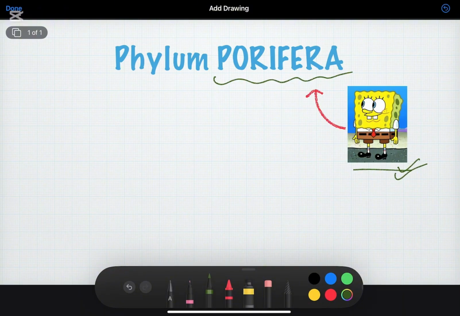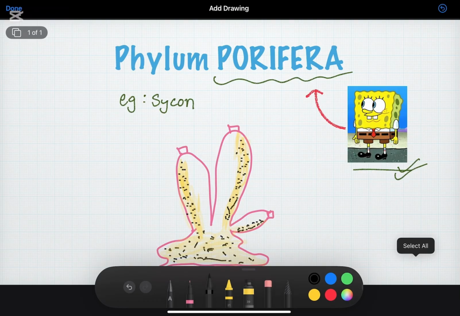Let's take a real example of phylum Porifera. That is Sycon. Yes. So how does a Sycon look? Let's figure it out. We'll be drawing a super fast structure of Sycon. So this is how an example of Porifera looks. That is Sycon.